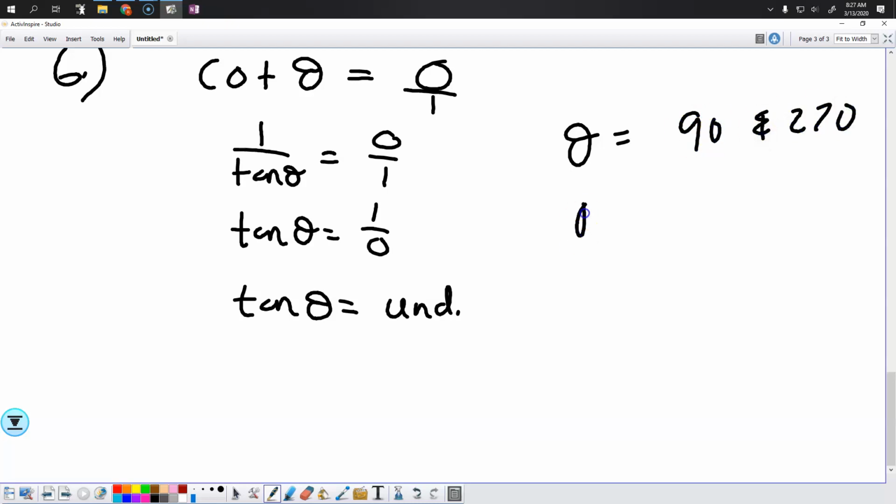Okay, so pi over 2 and 3 pi over 2. All right, so I think that kind of covers all of our bases there.